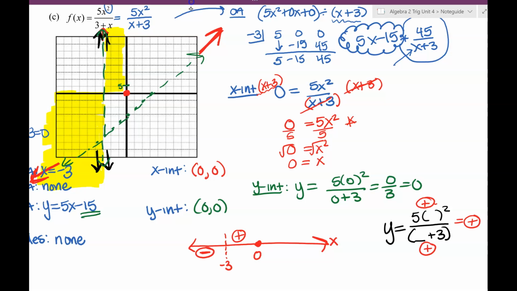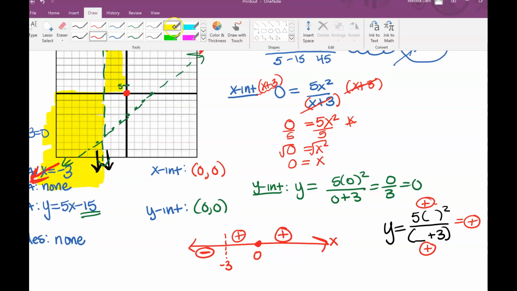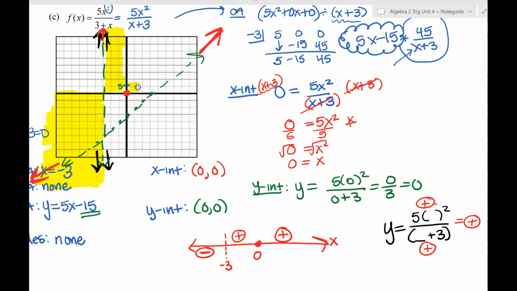The last area I have to plug in is for numbers greater than 0, so I'm going to pick something like positive 10. I would get a positive in the numerator and a positive in the denominator and a positive overall. So again, that means anytime I plug in an x value that's greater than 0, I expect the y value to also be greater than 0, meaning I can only graph above the x-axis.